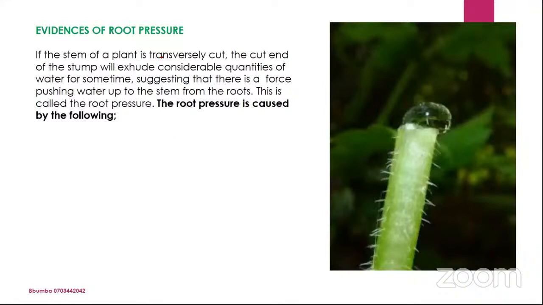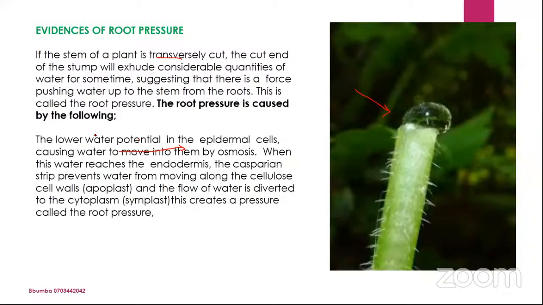For now, we can look at the evidence of root pressure. Now, if the stem of a plant is cut transversely, transverse means you are cutting from left to right or right to left across, the cut end of the stump will exude, like what you are seeing here. Just get any herbaceous plant and cut like that. You see some fluid coming out. That fluid comes out because of the root pressure, and the lower water potential in the epidermal cell is causing water to move in by osmosis.